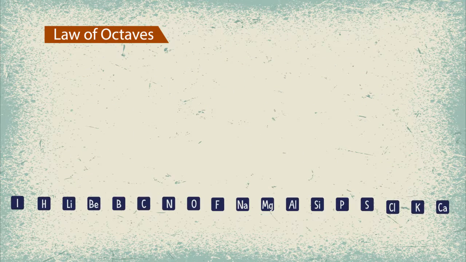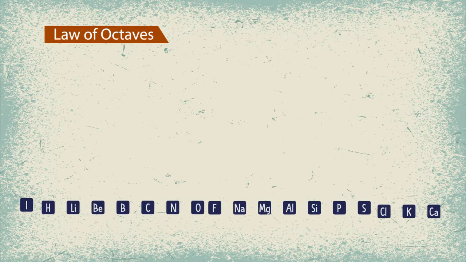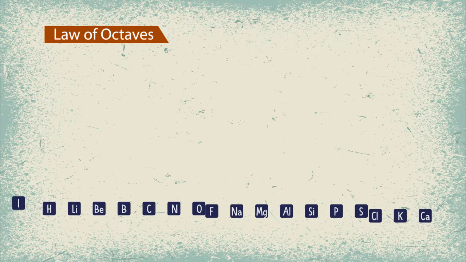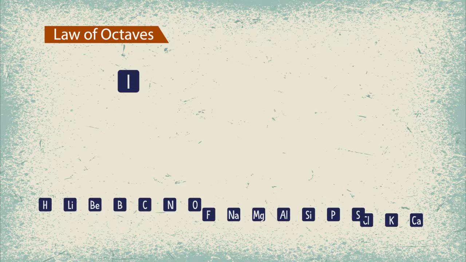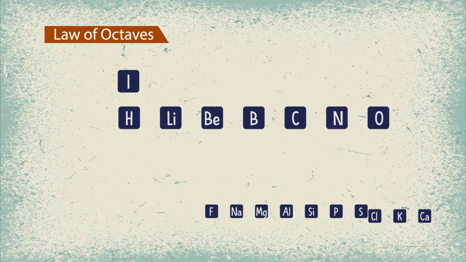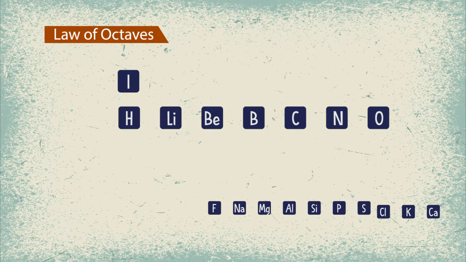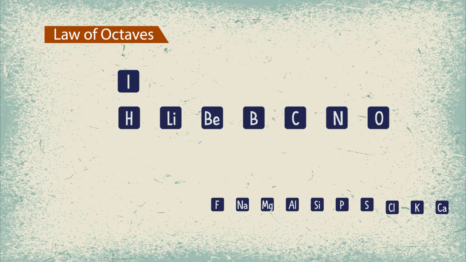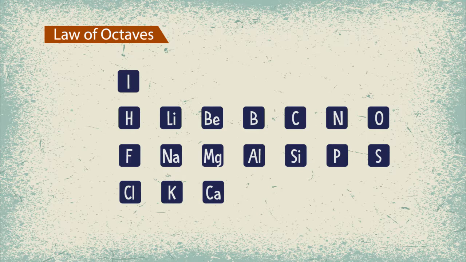For example, consider these set of elements. These are all placed in ascending order of their masses. Start from element iodine. The eighth element, hydrogen, shares same properties as iodine. Then next eighth element is fluorine. All these three elements share same properties. If you have started from the element lithium, eighth element will be sodium. It has to be placed below lithium. Lithium and sodium do share same chemical properties.